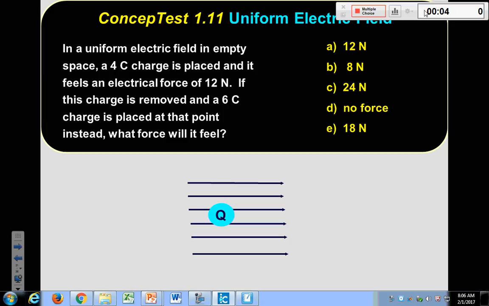Here I have a 4 coulomb charge. It sits inside of an electric field, and it feels 12 newtons of force. What if you changed it to a 6 coulomb charge?